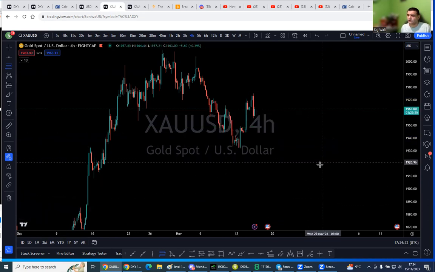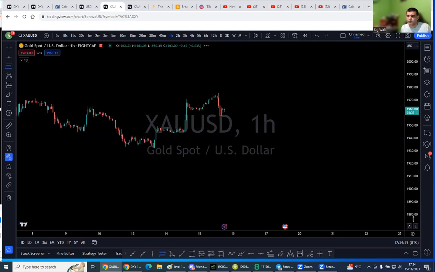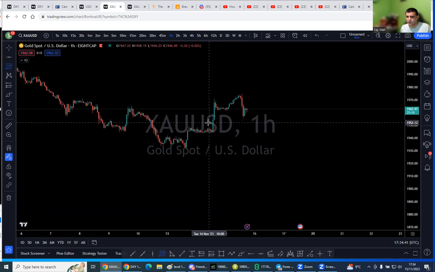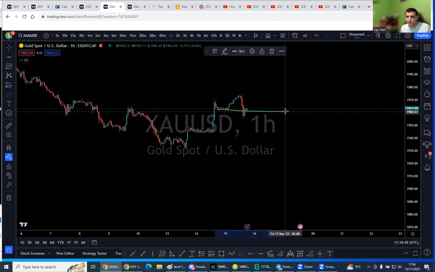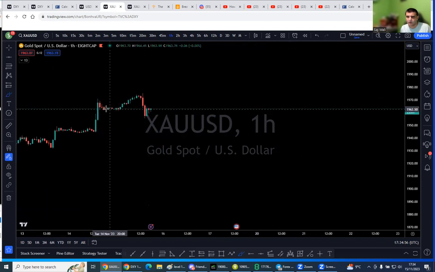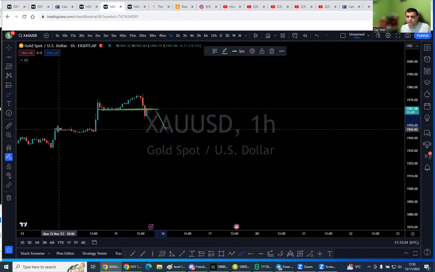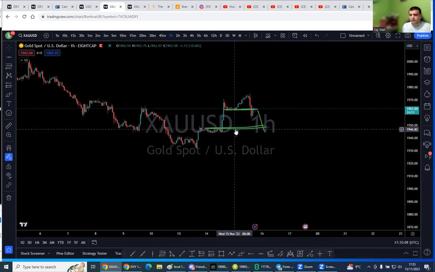However, without confirmation we can't take any trades. We have to watch for confirmation, possibly some bearish candle, a bearish scenario here. It looks like in 1 hour it's developing a bearish scenario. If it breaks this level, the next target will be around 1950. So that's it.